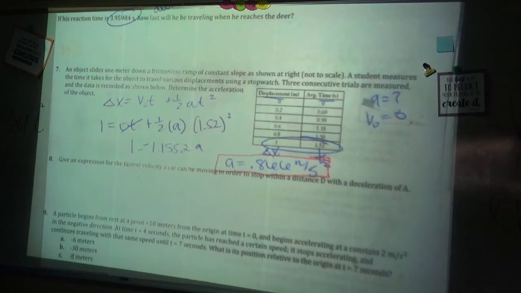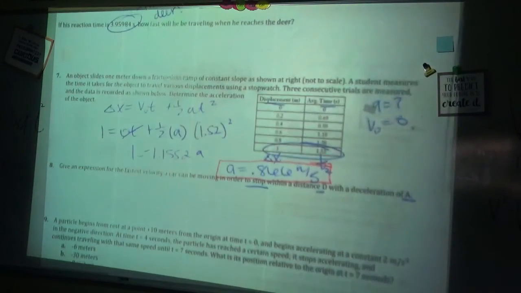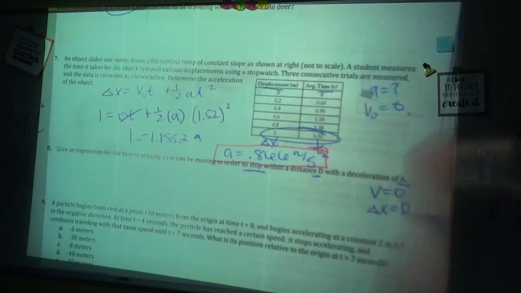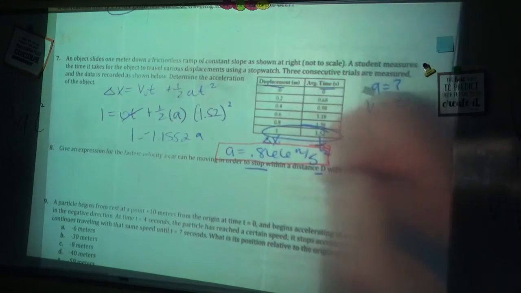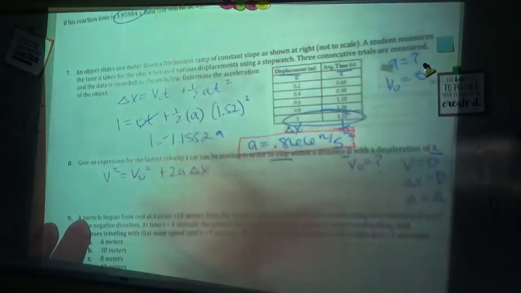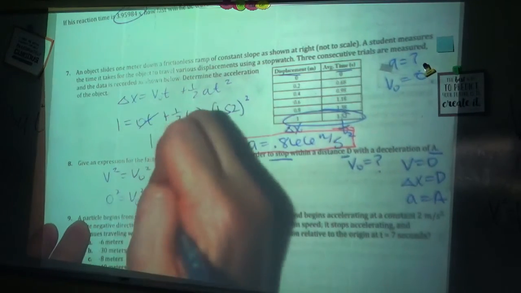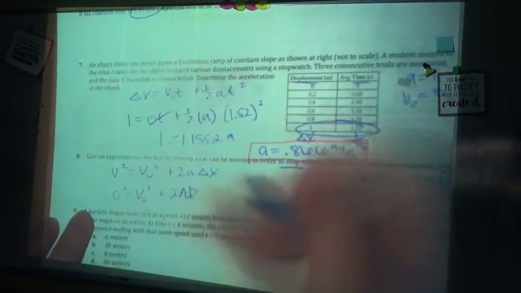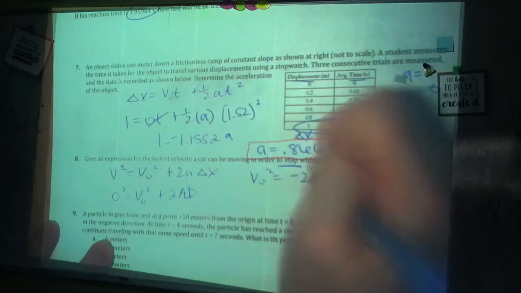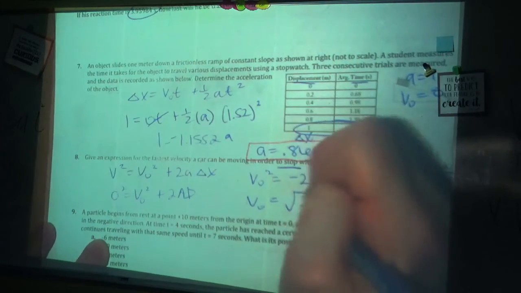8, give an expression for the fastest velocity a car can be moving in order to stop within distance d and deceleration a. So if it goes to stop, final velocity is 0. Your delta x is just d, and your acceleration we're just calling a. And we are looking for the velocity you can be moving at the beginning in order to stop within that distance with that a. So that is your last equation. 2a delta x. 0 squared equals v naught squared plus 2ad. Now I just subtract over. So v naught squared is -2ad. And then v naught is the square root of -2ad.